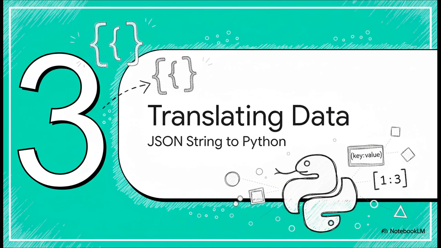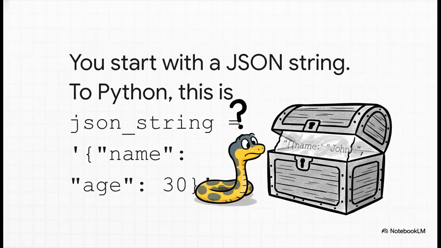First up, we're going to tackle the most common task you'll face, taking some raw JSON string you get from somewhere else and turning it into something useful inside Python. Okay, so this is our starting point. We've got a variable, but notice those single quotes on the outside? To Python right now, this is just a meaningless block of text. We can't ask for the name, we can't get the age, it's just a string.